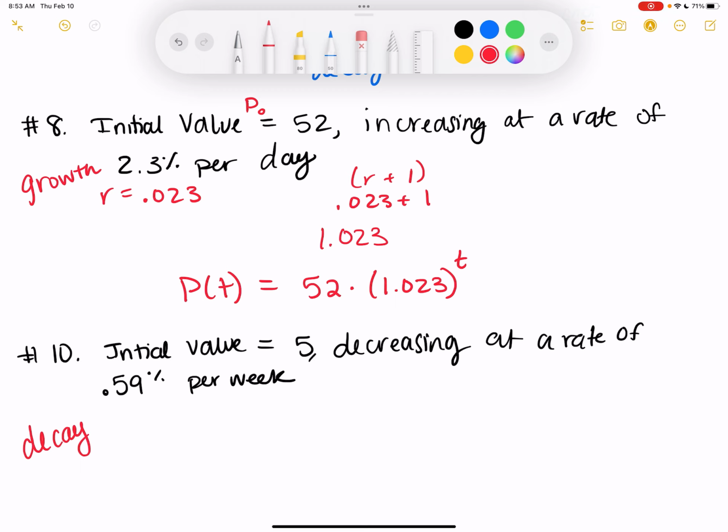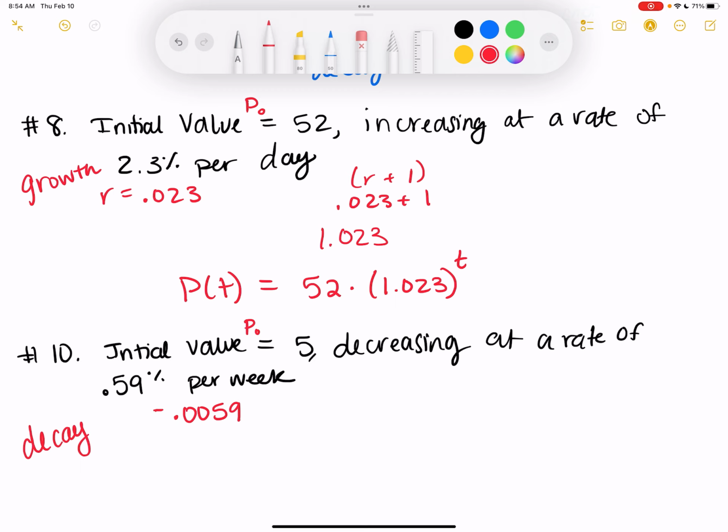Are you sure? Per week? You've got to move the decimal place 2 places. Decaying, isn't it? 0.0059. Does it matter if it's decay or growth? Would it change anything on how you do it? If it's decreasing at a rate, isn't it decay? It's decay, meaning this number is going to be negative, yeah. How do you know how far over to move the decimal? It's always 2 decimals, because the percentage is out of 100, so you have to move it 2.